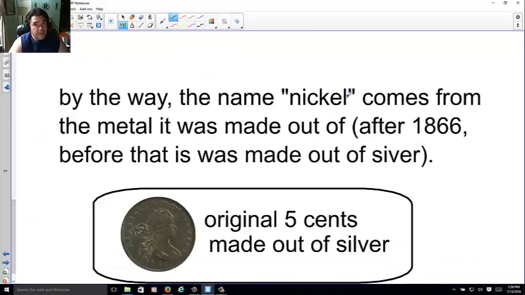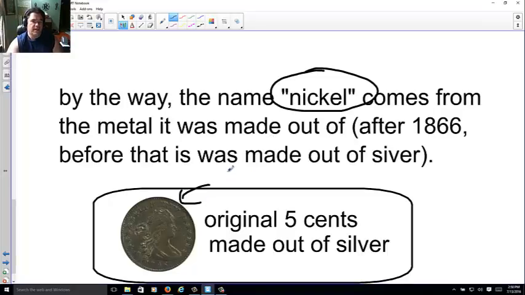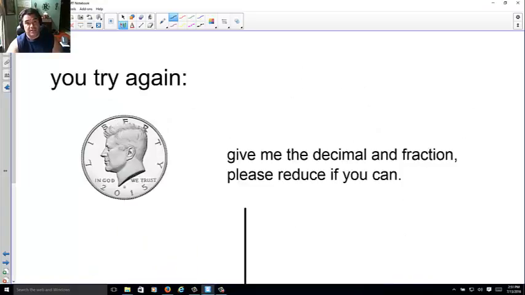By the way, the name nickel comes from the metal it was made out of after 1866. Before then, it was made out of silver. So the reason why a 5-cent piece is called a nickel is because they made them out of nickel. Although now I'm not sure they actually make them out of nickel, but they did at that time. That's where the name stuck.